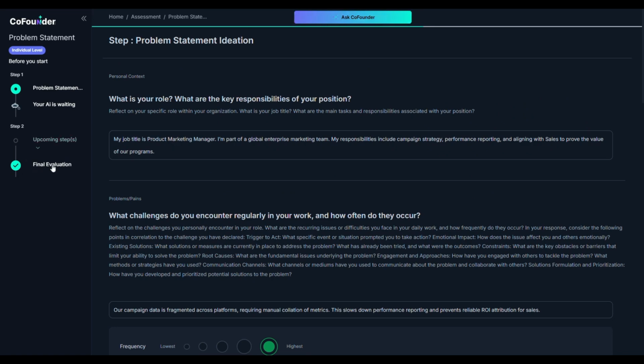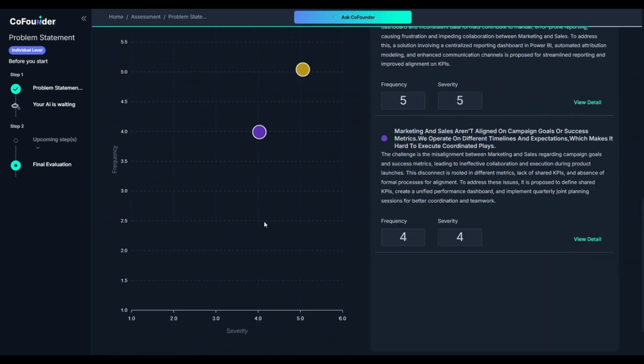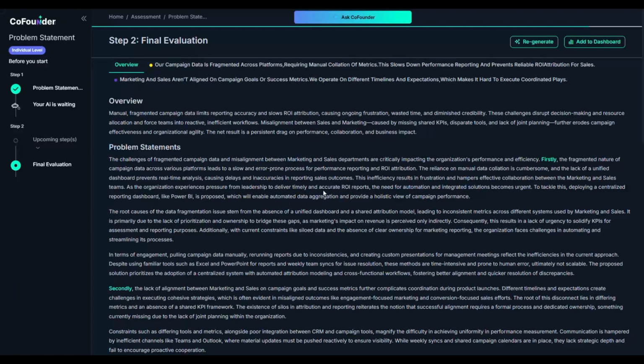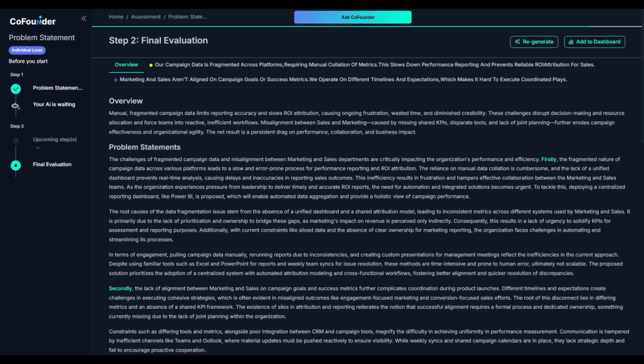Here's something important. Anytime you revise any part of your innovation stream, whether early in the journey, like adding a new challenge or adjusting your response, or much later, like changing a DFV score or editing your stakeholder list, CoFounder detects it. You'll see a pop-up alert, data changes detected. It's your signal that some downstream steps may be affected. Click Confirm, and CoFounder realigns the rest of your stream instantly. Click Cancel to leave things as they are. This flexibility matters. Innovation is rarely linear, and it's iterative. As new insights emerge, your thinking evolves, and now, your platform evolves with you.